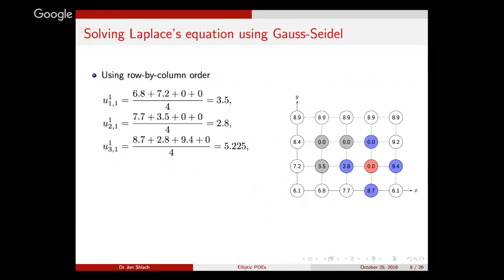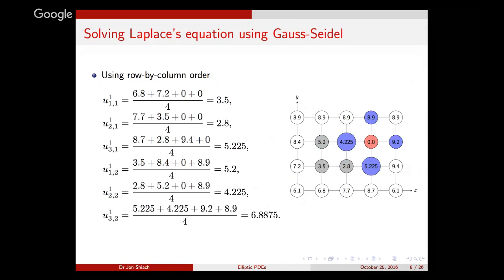And likewise with the third one. Add up the blue nodes, including this one to the left. In the Jacobi method, we would have used 0, but because it's the Gauss-Seidel method, we've already calculated it for the current iteration, so we use the update. And we do that using row by column order. At the end of the first iteration, those are the values.